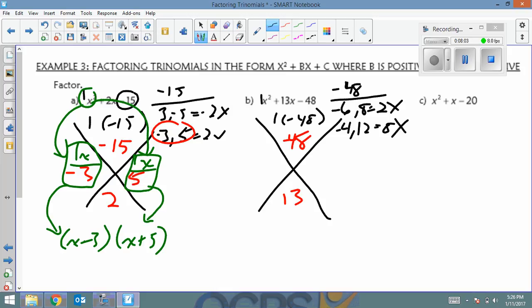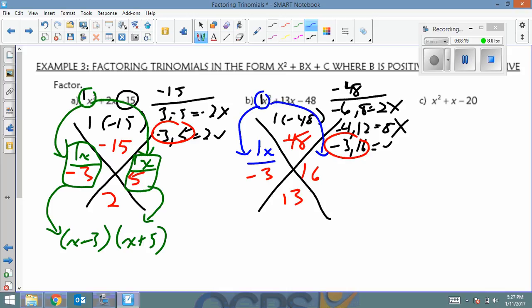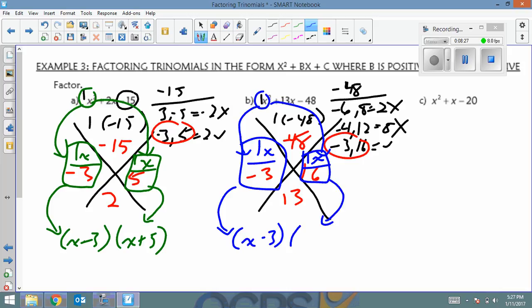So let's try -3 and 16. That does work. That's good. Okay, that gives me +13. So we got -3 and 16. Bring your 1x down. So we got our two factors of x minus 3 and x plus 16.